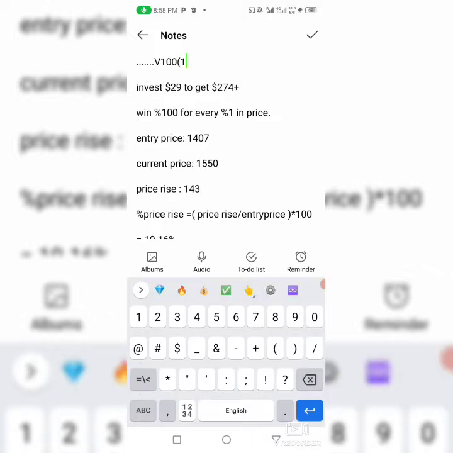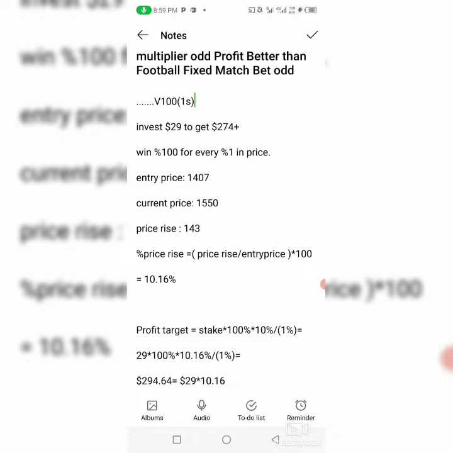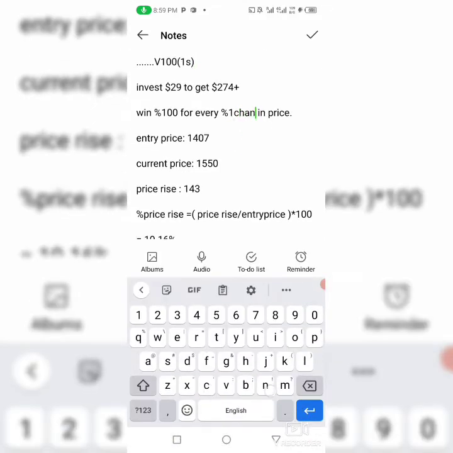So this multiplier value is times 100, meaning you win 100% for every 1% change in price. Instead of saying rise, just put change in price, because price can rise or fall. So don't mind the position of the percent sign, it is still the same thing. It can be in front of a number or at the back.